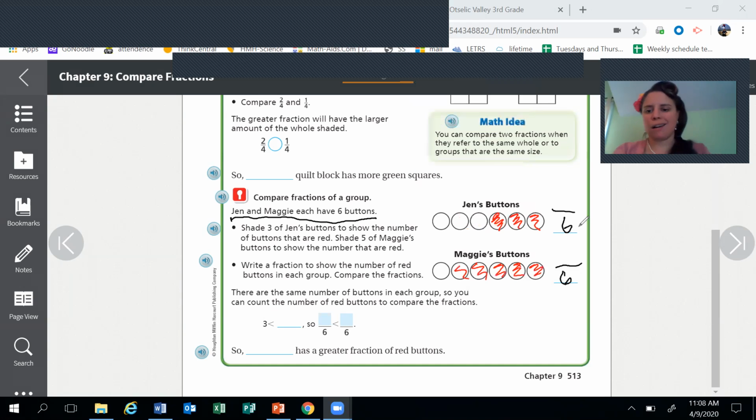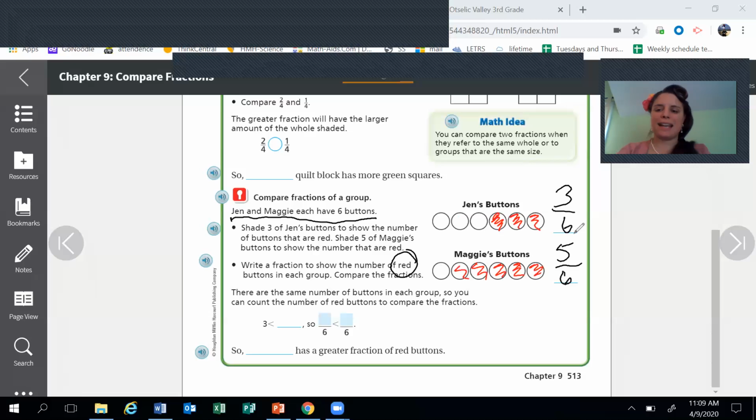All right, so we already wrote the bottom part of our fraction because we know the denominator in the group. We have 6. Now, what part are we counting? We are counting the red part. Okay, so how many reds do we have? 3. And how many reds do we have for Maggie?